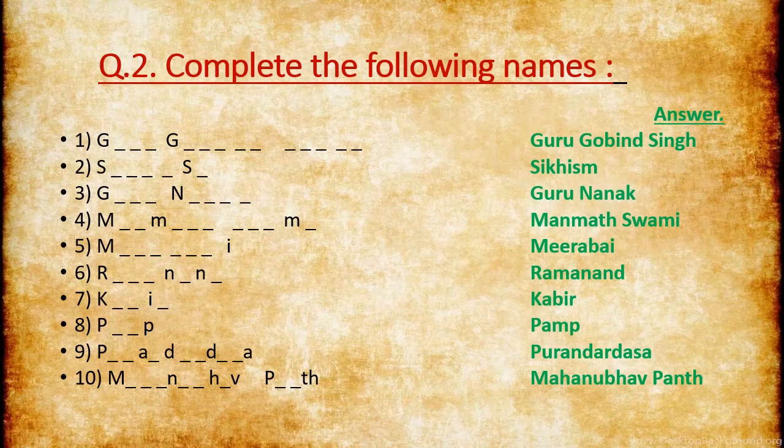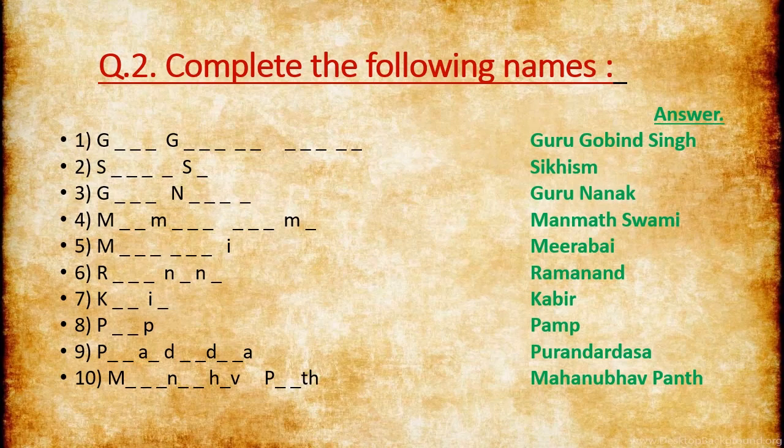Coming to the fifth one. M-dash-dash-dash-dash-dash-dash-I. So what is the word there? Mirabai, M-E-E-R-A-B-A-I. Sixth one. R-dash-dash-dash-N-dash-N-dash. So what is the word there? Ramananda, R-A-M-A-N-A-N-D. Okay. Seventh one. K-dash-dash-R-I-dash. So what is the word there? K-A-B-I-R, Kabir. Eighth one. P-dash-dash-P. So what is this word? P-A-N-T, Pant.